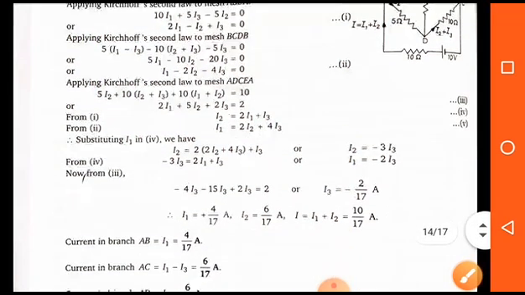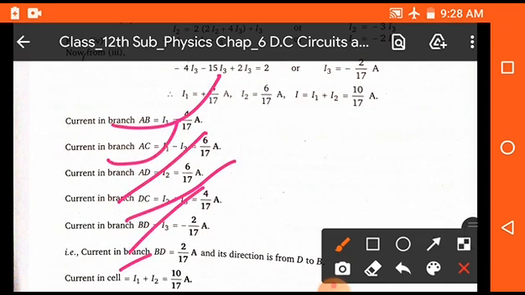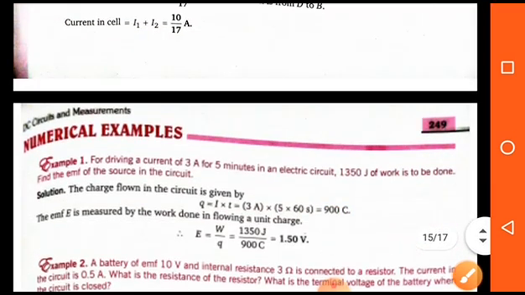The required values of I1, I2 and I3, by solving the equations, are: I1 is equal to 4 upon 17 ampere, and I2 is equal to 6 upon 17 ampere. In the same way, I3 is equal to minus 2 upon 17 ampere. These are the required values.